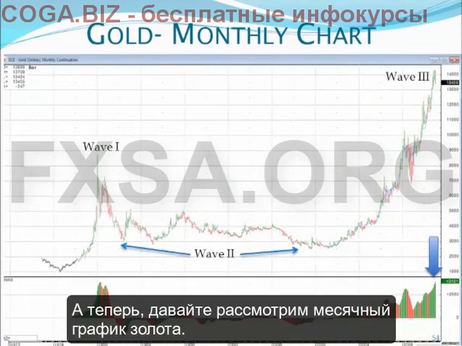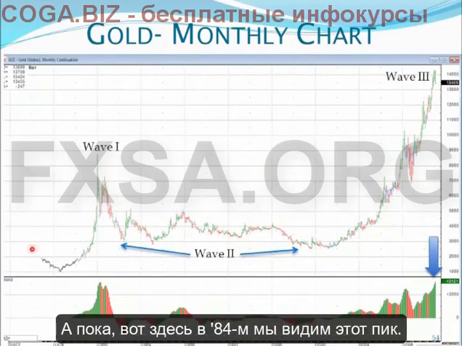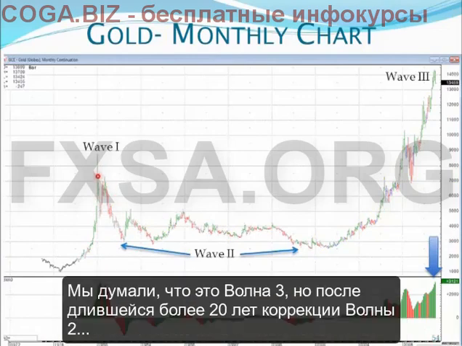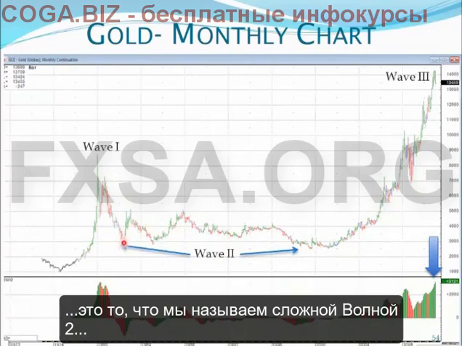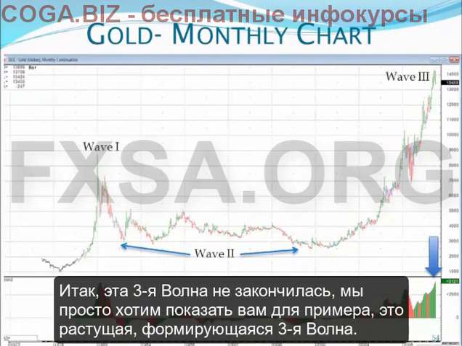Now let's take a look at this gold on a monthly chart. We're also going to discuss this later in more detail. But here, back in 84, we see this peak. We have a peak on the AO, and we thought that was wave 3, even though we find out after having over a 20-year correction that it was a wave 2, what we call a complex wave 2. Now we see that our AO is at the tallest peak. We're in a third wave of some degree. So this third wave is not over.